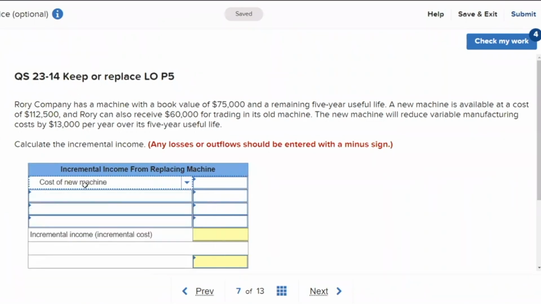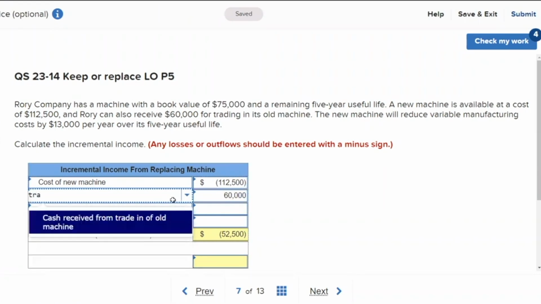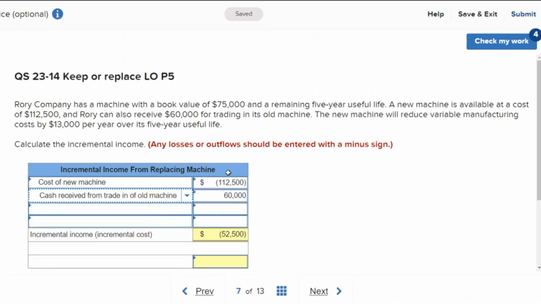Cost of new machine, right? That's the first variable, I think. So it costs 112,500. Oh, I need to make it negative, right? Because it's a cost. We will also receive 60,000 for the trade-in. So that's the trade-in. So that's a good thing.